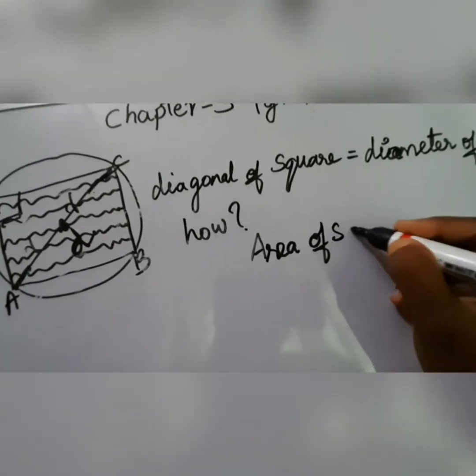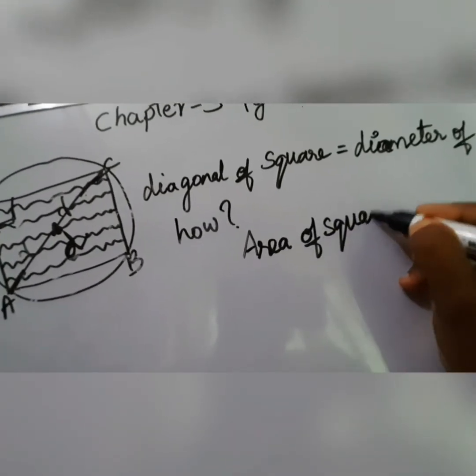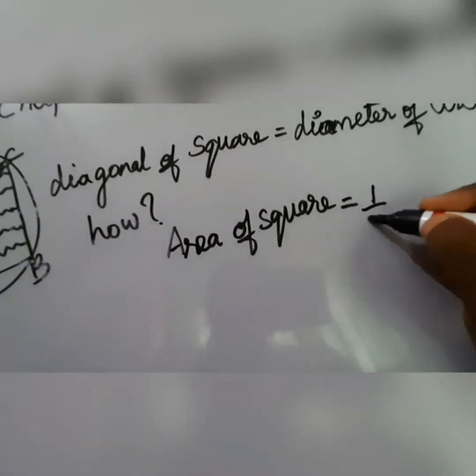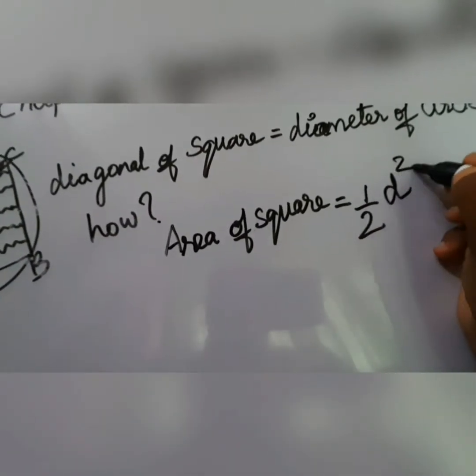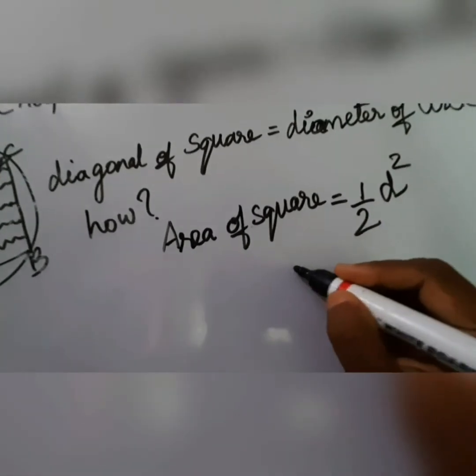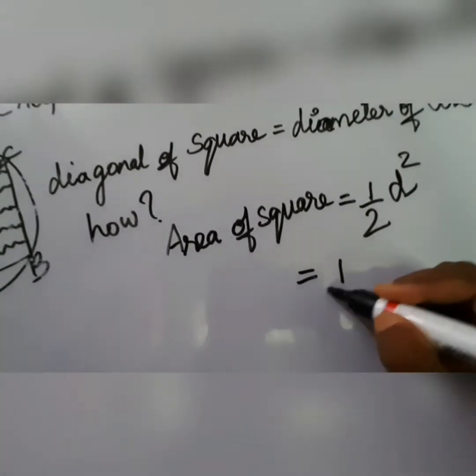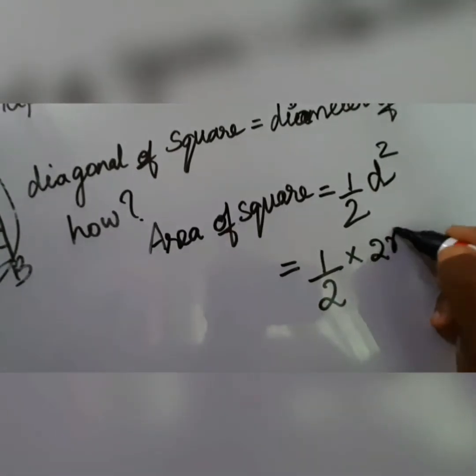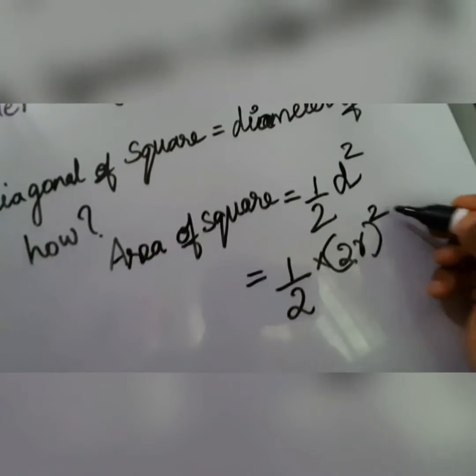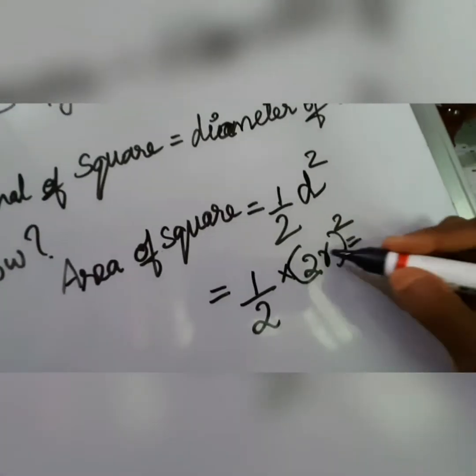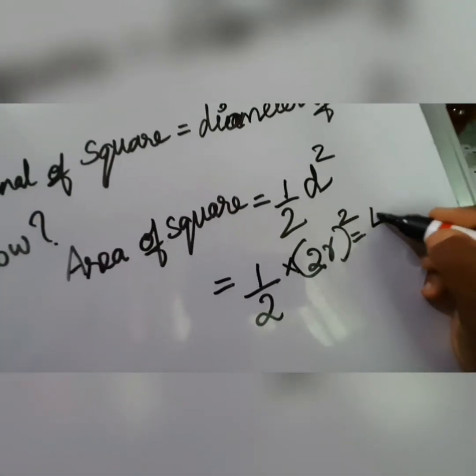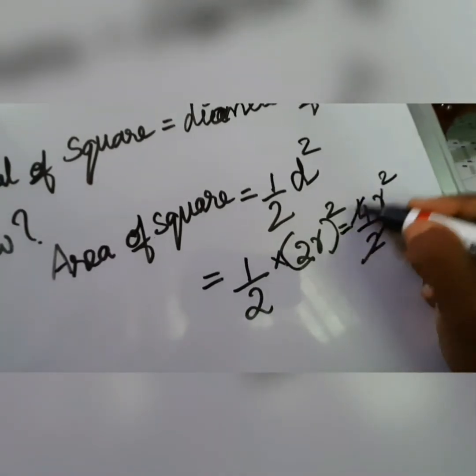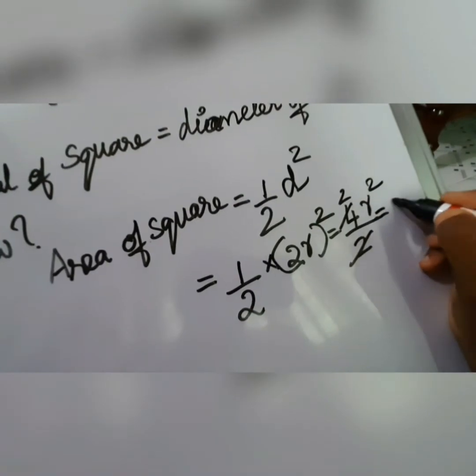Now we can write the area of the square. We learned one formula: half into diagonal square. What is the diagonal here? That is the diameter. What is the diameter? That is 2R. Diameter is 2R whole square. So 2 square means 4, R square divided by 2. So we will get 2R square.